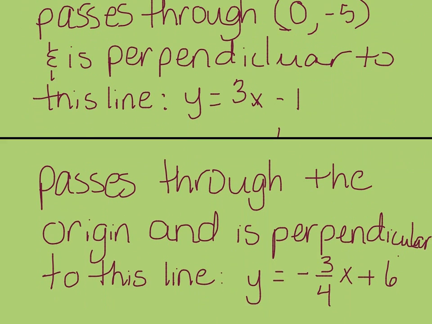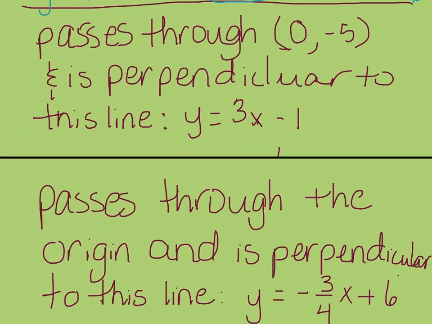Let's look at this next one. And this time we're going to be doing perpendicular lines. And it says it passes through the point 0, negative 5, and is perpendicular to the line y equals 3x plus 1. So again, the first thing we look for is our slope. And the slope of any perpendicular lines are opposite reciprocals. So the slope of this line is 3. So my new slope isn't going to be 3.